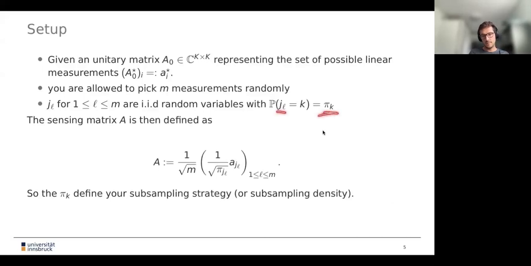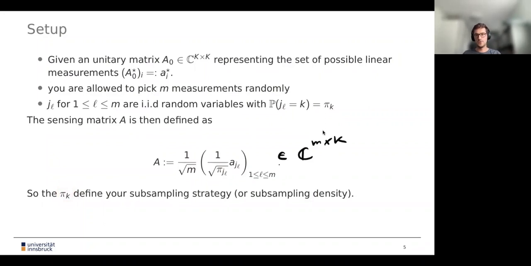And given such pi_k, we define our sensing matrix. Basically, you can forget about these normalizing constants. So basically, we just put all of the measurements that we chose via our random variables into an element of C^(M x K), a matrix. So we stack the measurements over each other, take the measurements, and then we try to recover our ground truth image from the resulting measurements. So it all hinges on defining this subsampling density, this subsampling strategy, to ensure optimal recovery. And that's basically what we're going to try to do in this talk.